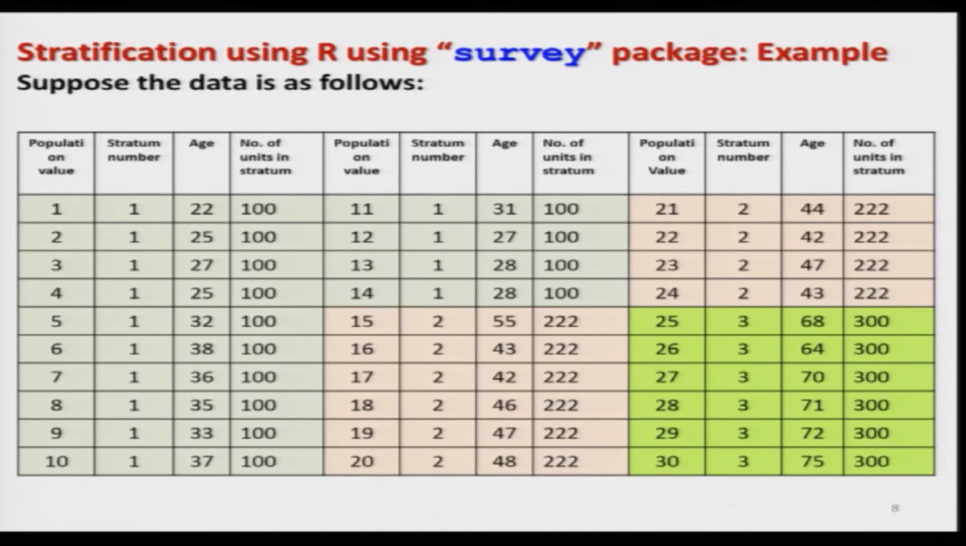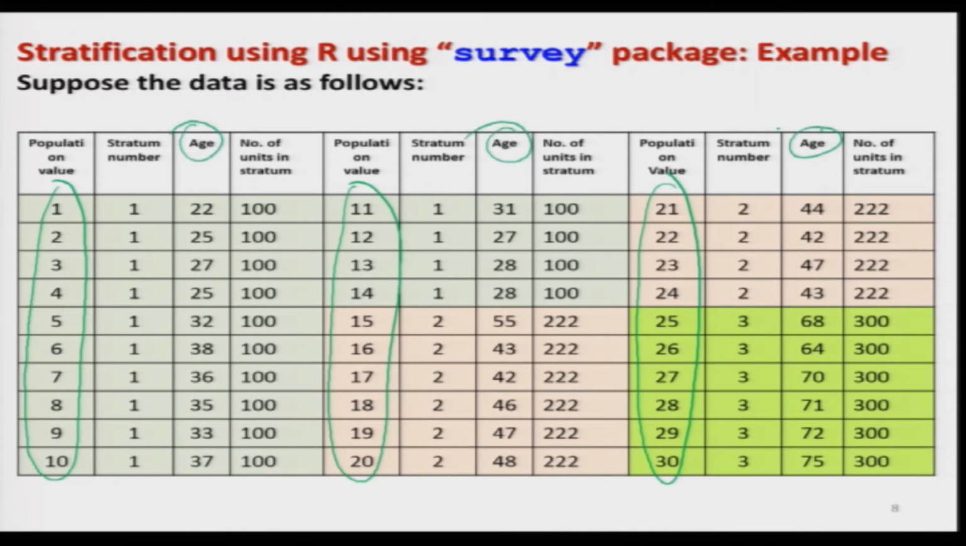Here I am taking a simple example in which I have constructed the data set artificially. I am taking a population of size capital N equal to 30. You can see those units have been identified by the numbers 1 to 30. Then I have some observations on age, given in this column for the 30 persons, and these persons have been classified into different strata: this many people are in stratum number 1, these many in stratum number 2, and these many in stratum number 3.